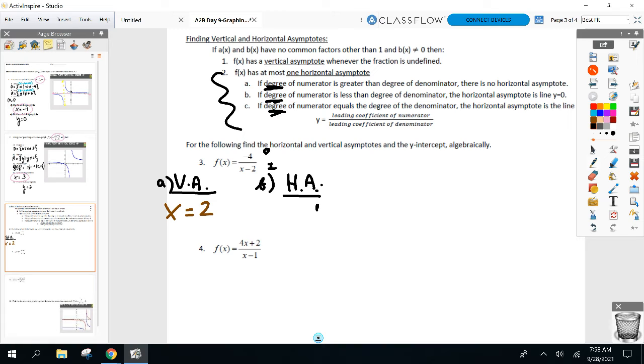So what had the higher degree? Numerator or denominator? Denominator. So let's look at our rules right now. If the degree of the numerator is greater than the degree of the denominator, was that true? Nope. All right. Degree of the numerator is less than the degree of the denominator. Is that what I have right now? Yes. 0 and 1. What happens? The horizontal asymptote is always the line y equals 0. Okay? Y equals 0.